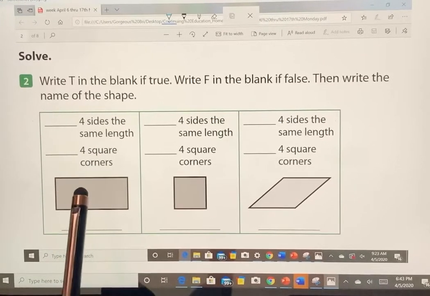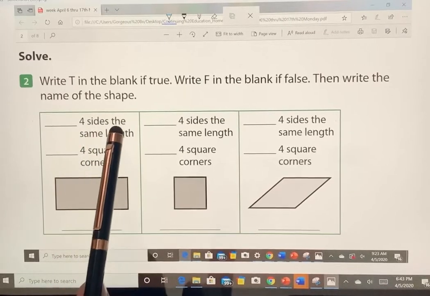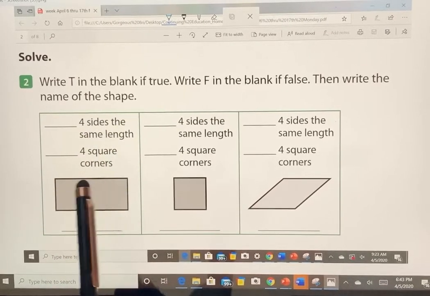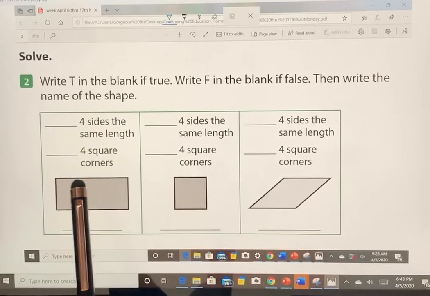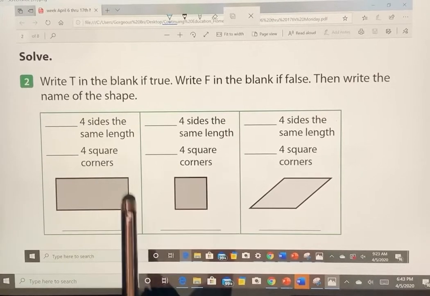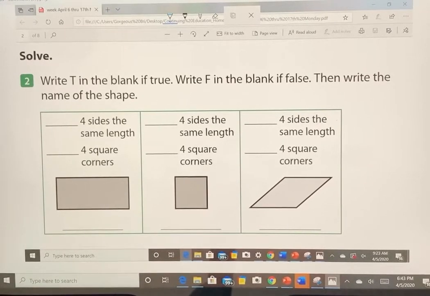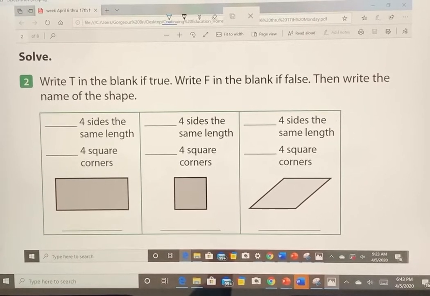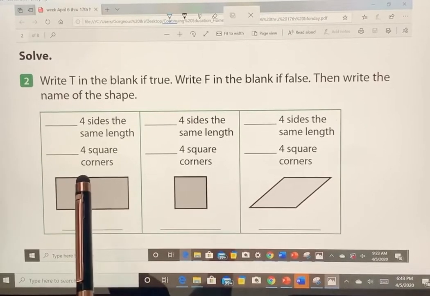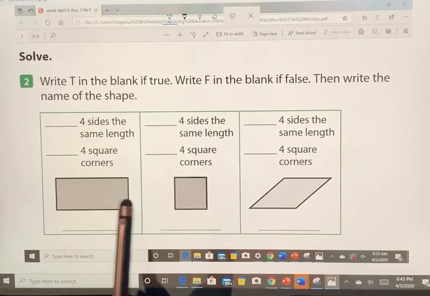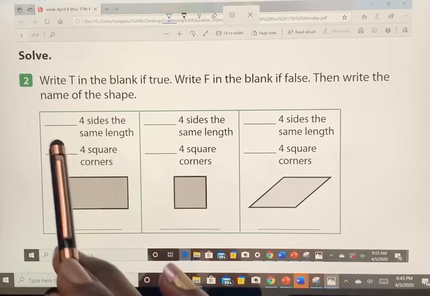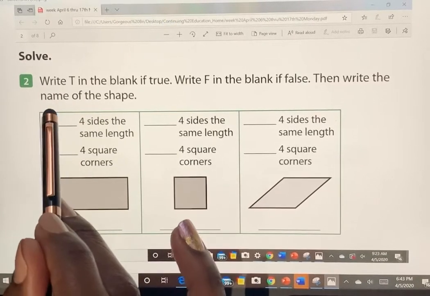The first one says that this shape has 4 sides, the same length. Well, let's evaluate that. This is a side, and this is a side. Are these 2 sides the same length? If you said no, that's correct. These 2 sides are different lengths. So in this situation, this would be false.